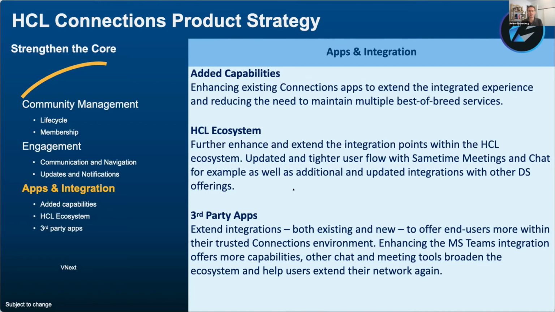And then the last aspect is better integration with third-party applications. So either improving the third-party integration that we have today, or adding new integration with third parties so that we can offer end users a way of having Connections serve as that hub and offering better integration in, right? For example, it might be enhancing the Microsoft Teams integration that we introduced with v7, or bringing in other chat or meeting tools or other third-party applications so that you can interact with them, get updates, and operate them directly from inside Connections.